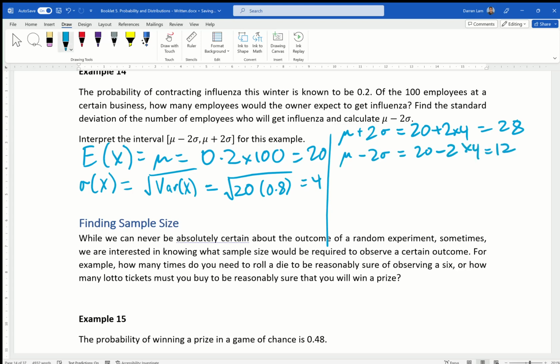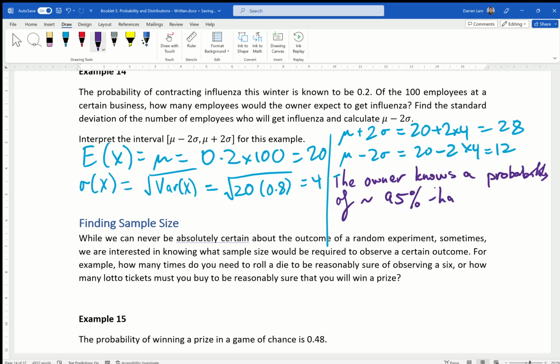Now, it says interpret the interval. What does that mean? In this case, the owner knows a probability of approximately 95% that 12 to 28 people will contract influenza. That's what that means.